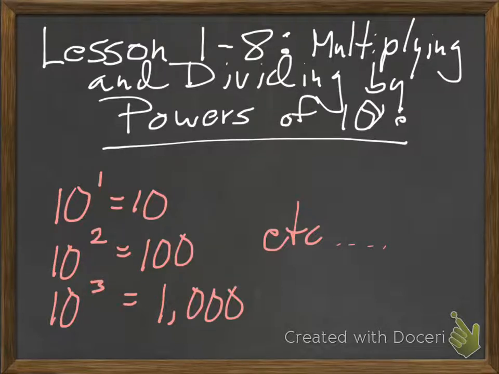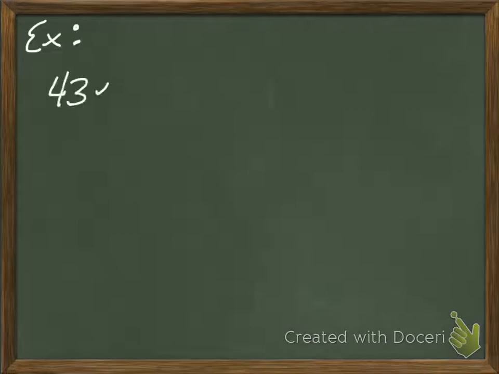And you've seen these before, usually with integers. So for example, if we did 43 times 10, you probably know one of the easiest multiplication rules going is when you multiply something by 10, you just add a 0 to it. So you get 430 for that one.